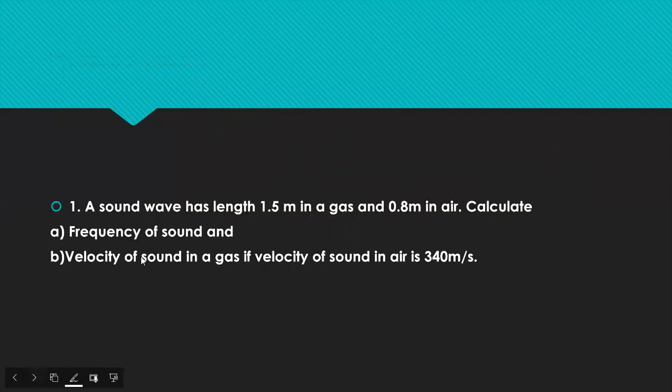So now we are going to solve some numericals on sound. So first question is, a sound wave has a wavelength of 1.5 meter in a gas and 0.8 meter in air. We have to calculate frequency of sound and velocity of sound in a gas if the velocity of sound in air is 340 meter per second. So for writing these numerical problems we have a standard way.